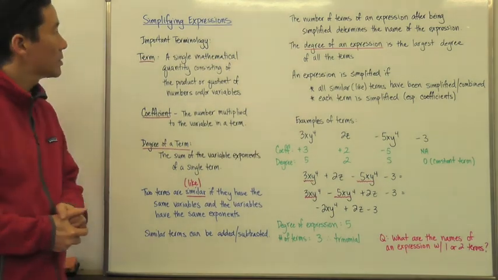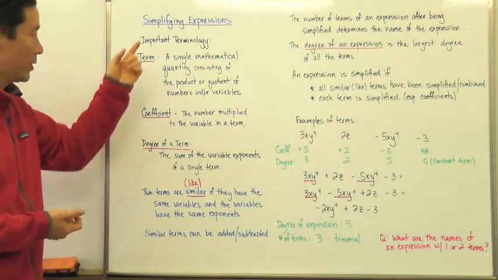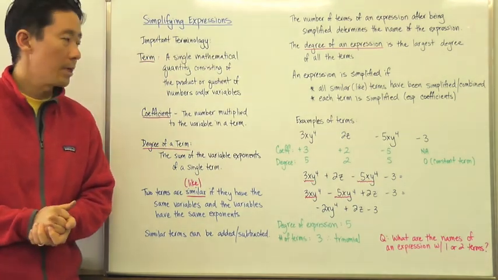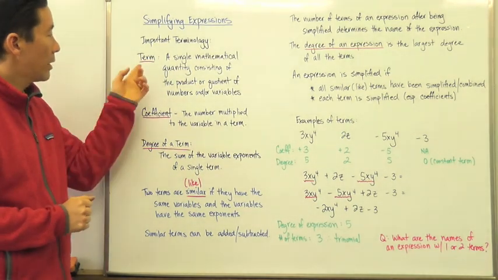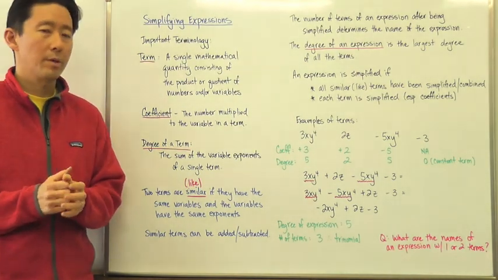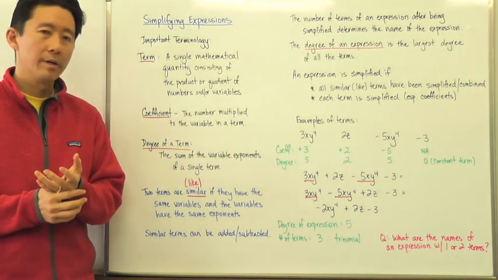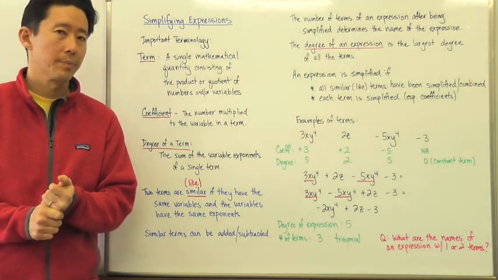Hello everyone. Let's go ahead and take a look at simplifying expressions. To begin, let's start with some very important terminology. We have what is called a term. A term is a single mathematical quantity consisting of the product or quotient of numbers and/or variables.